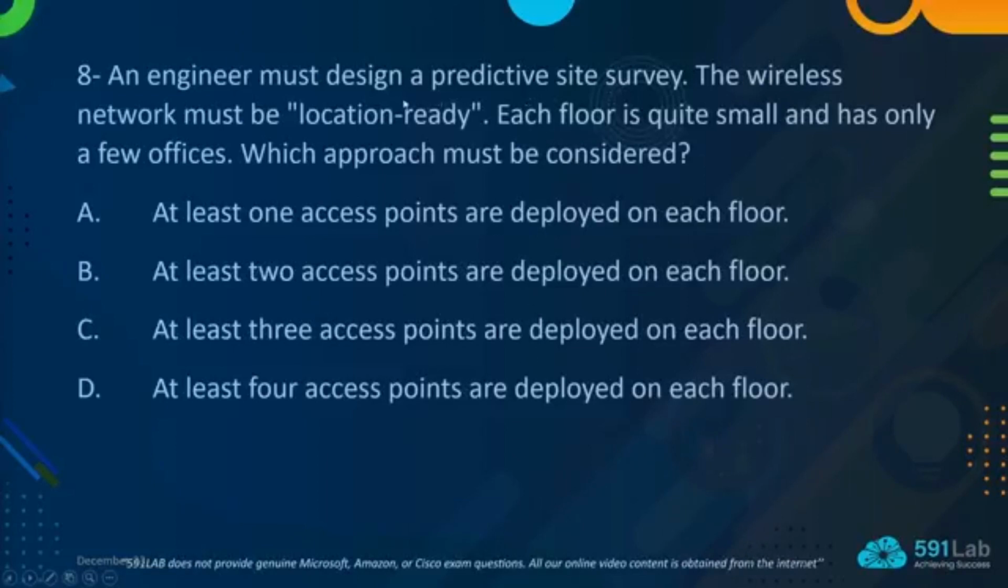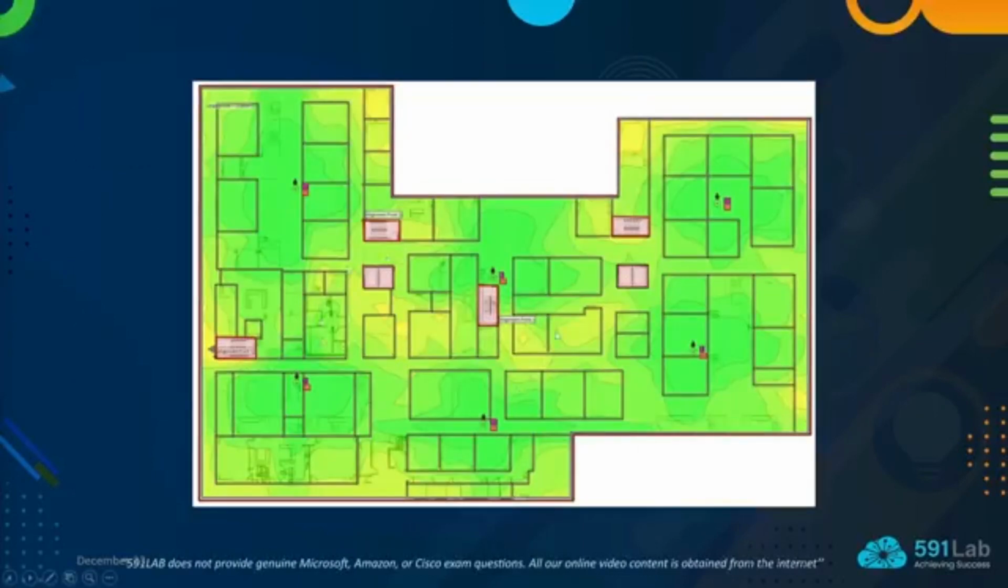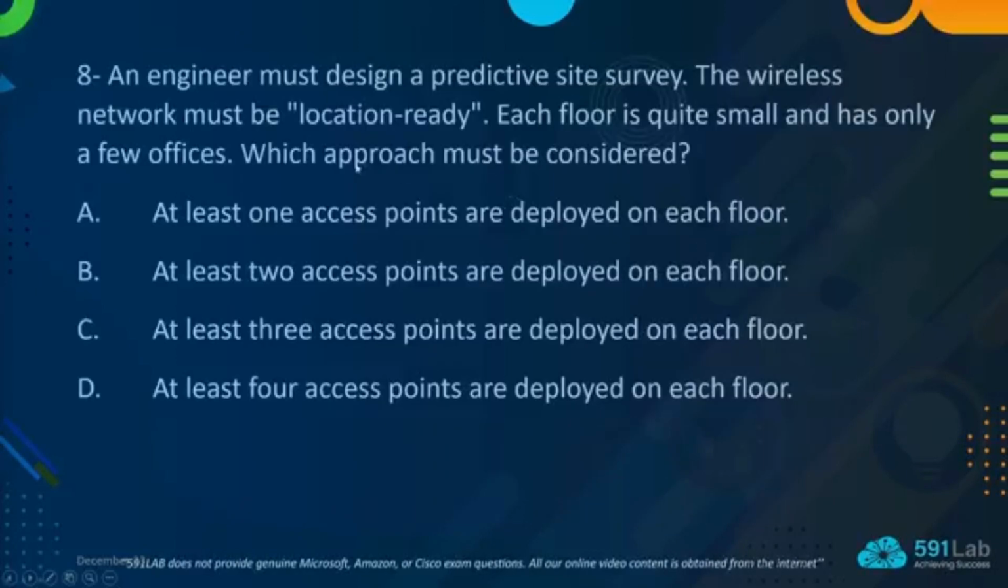Like we said before about the site survey, this one is predictive, so we do not actually go on site. We can have the map in a software application, put in the access points that we need, and just test the coverage that we have. But since the question says that we need the site to be location ready, first of all, what is location ready? We need to be able to tell where each client is at.